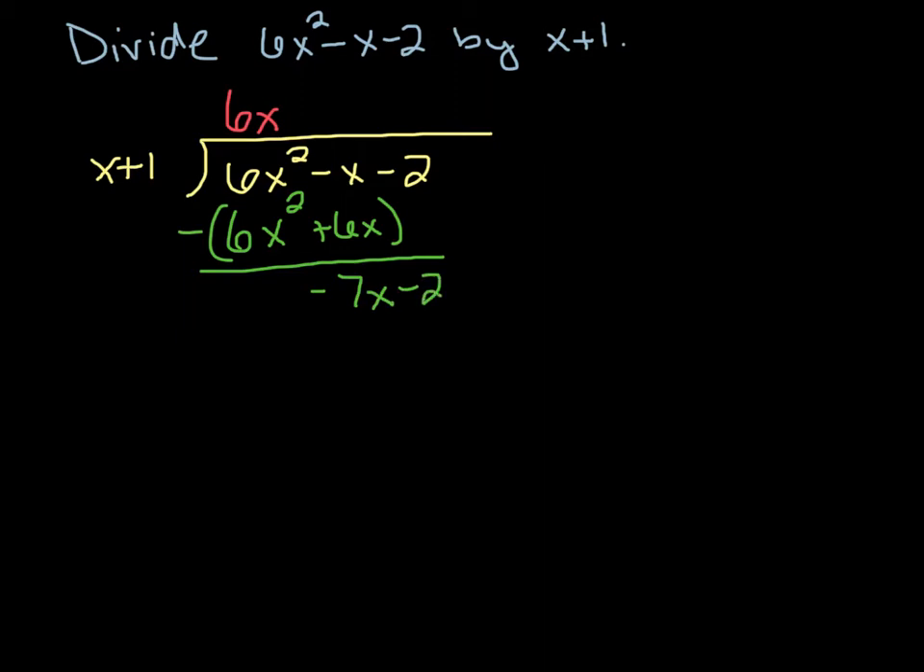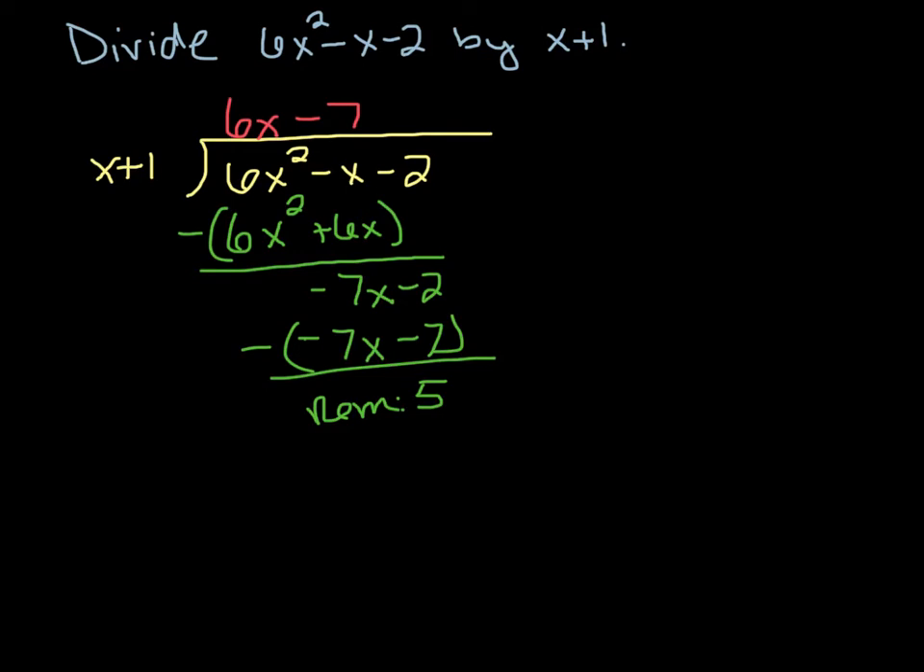x times what is negative 7x? We need that negative 7, and we have an x already, so and we're left with 5. x times what is 5? That can't really be done. So now we have a remainder of 5.